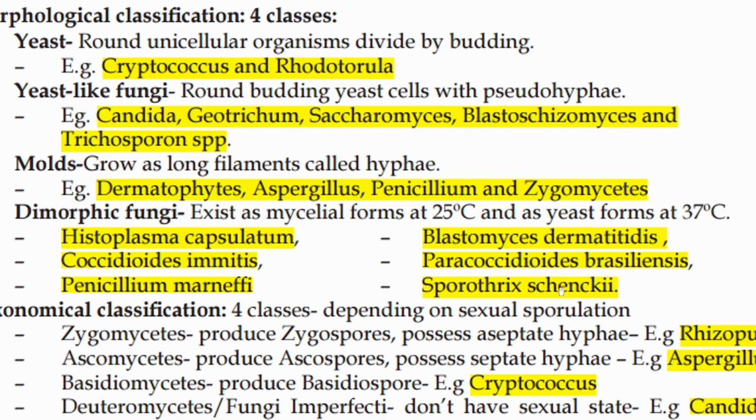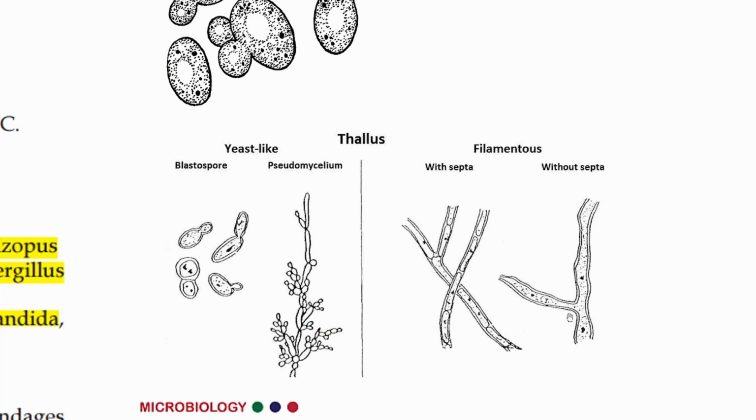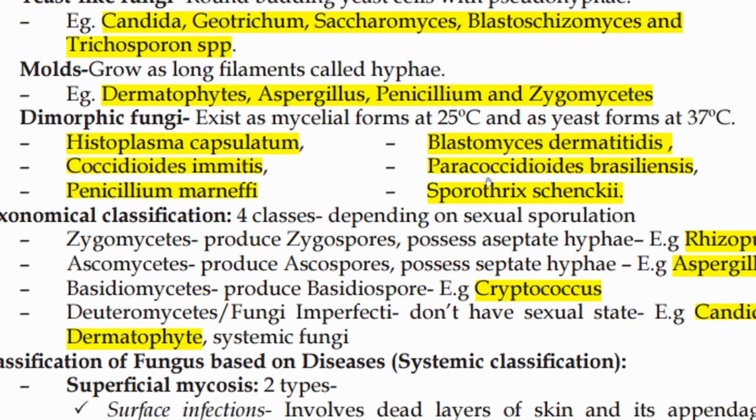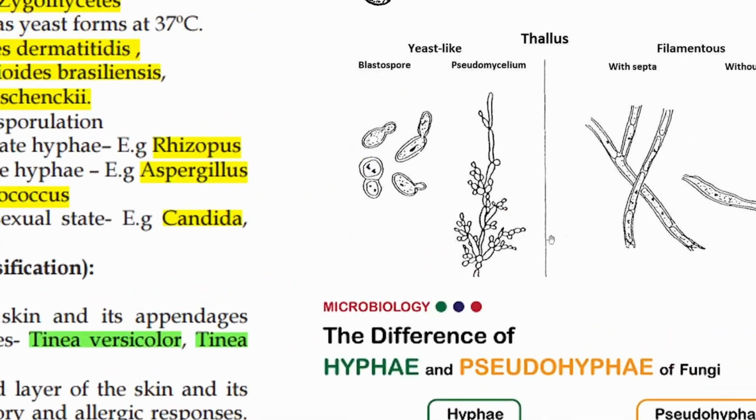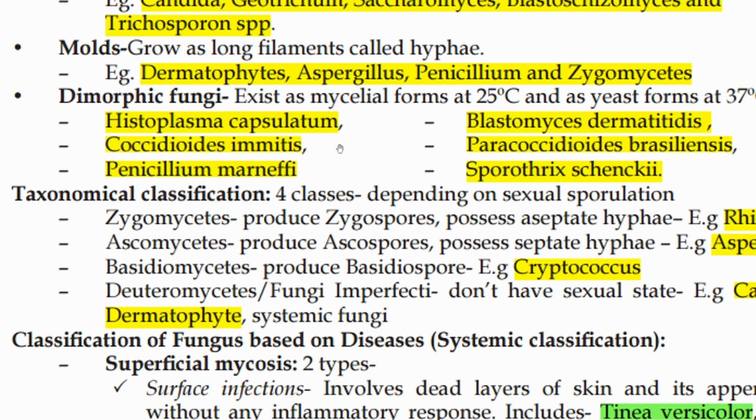Next we have molds. Molds means all those long filamentous forms and hyphae. These have a thallus. Here the thallus means not Mr. Dhoni. So in the filamentous forms we have septa, and without septa, that we discussed. Filamentous means long filament.